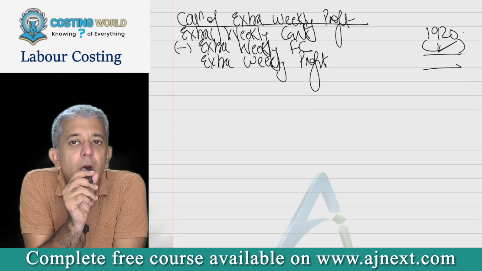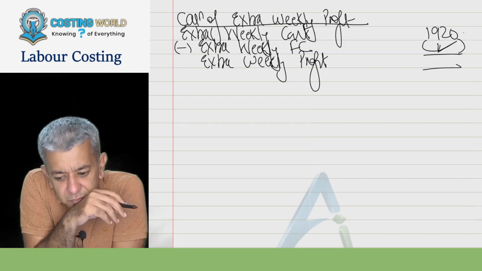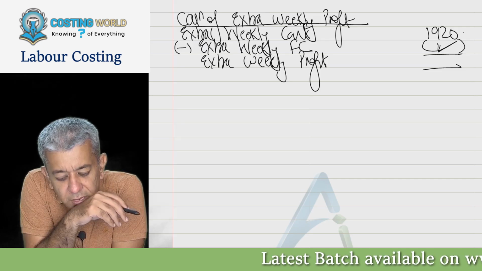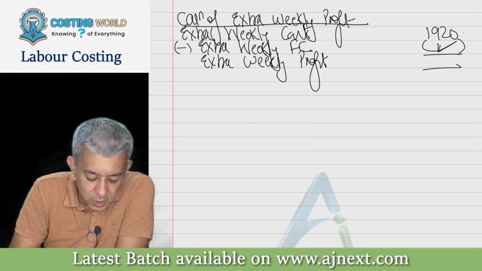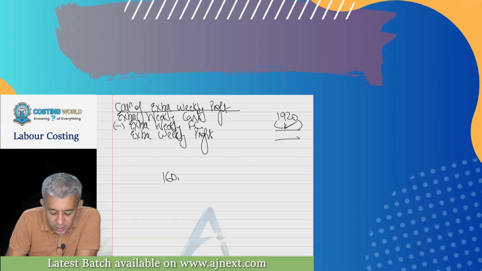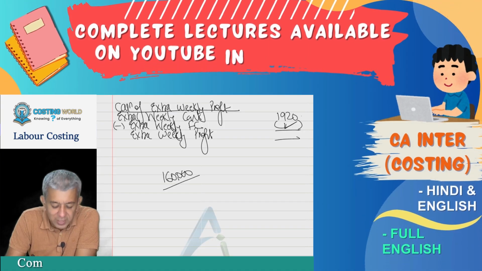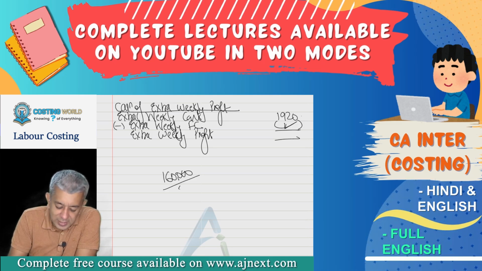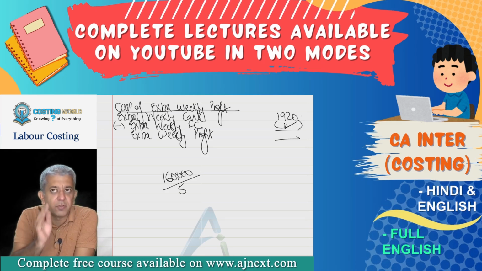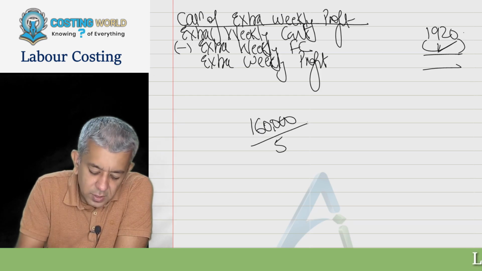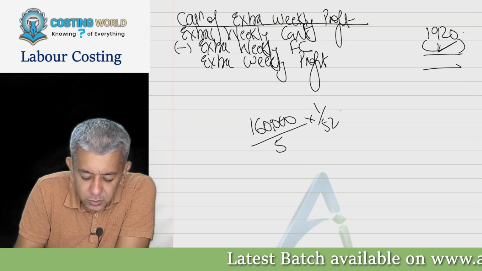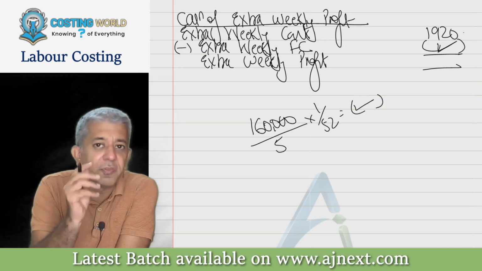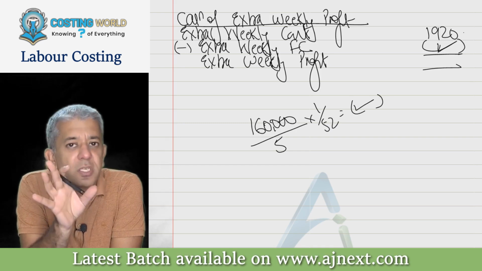Number of uses of machine. Life of machine. The life of the machine. Now, suppose we would have been told that the machine is going to have a life of 5 years. Okay. So, 1,60,000 divided by 5 will give you per year. Into 1 by 52, this will give you extra weekly depreciation. Is that okay?